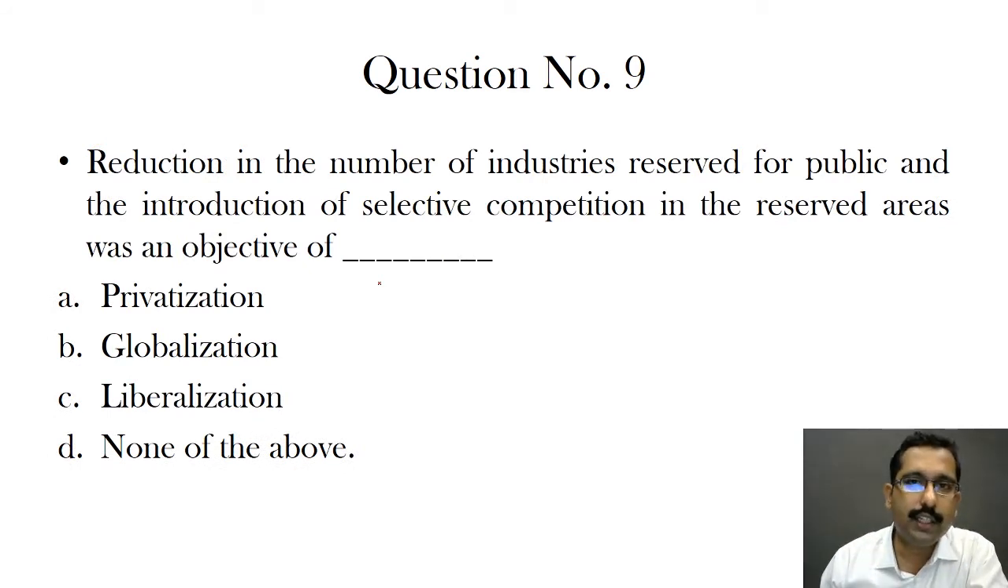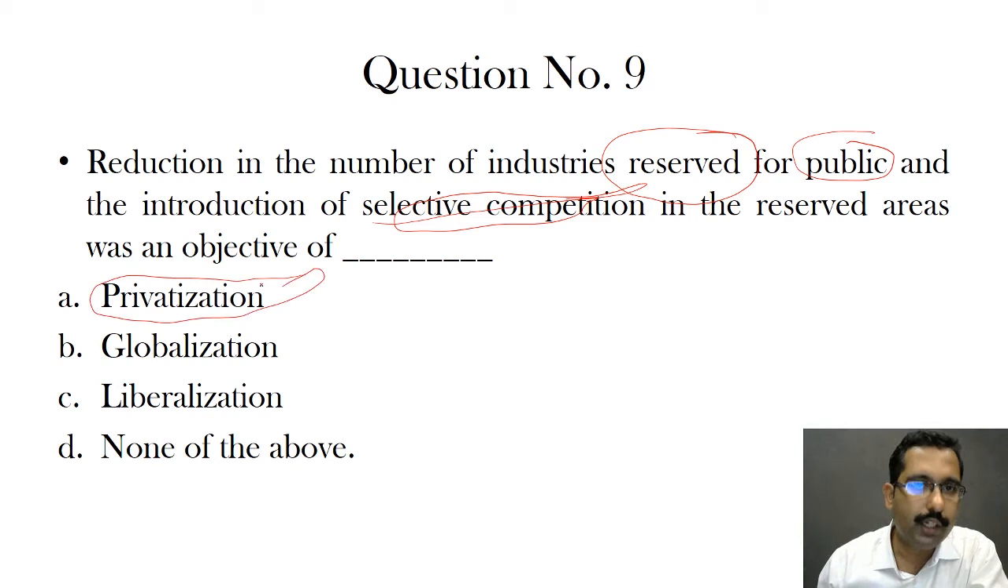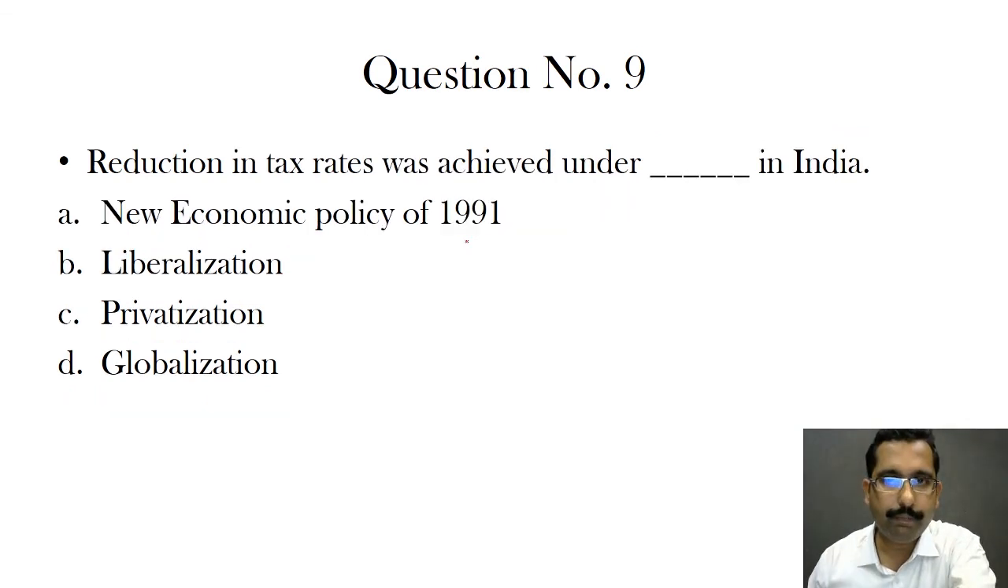Reduction in the number of industries reserved. This is the key phrase here: reduction in the number of industries reserved for the public sector, that is for the government, and the introduction of selective competition in the reserved areas was the objective of privatization. The government started moving out of businesses, and the number of industries reserved only for government was reduced. This is an objective of privatization. So the answer for this question is option A.